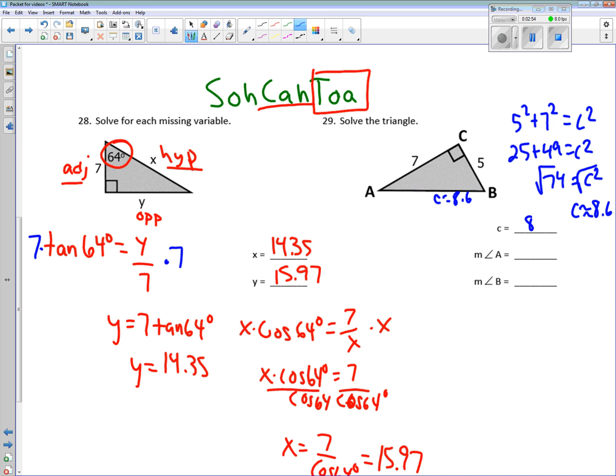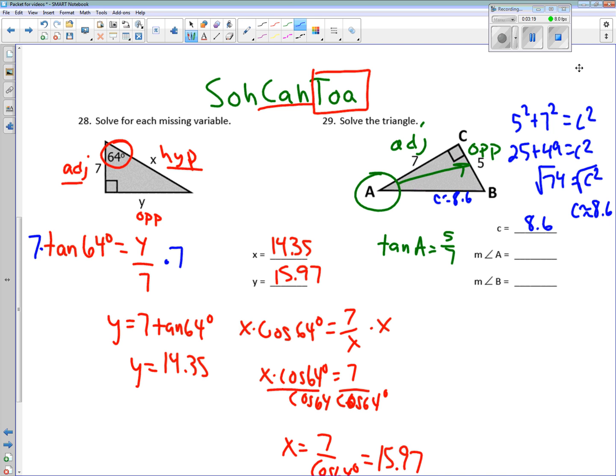Now for angle A or angle B, I can pick either one that I want to find first. It really doesn't matter. So if I pick A, I'm going to label the two sides I have. I'm going to label 5 the opposite leg, and it would make 7 the adjacent leg. So on a function where I have opposite and adjacent, that's going to be tangent. So this would be the tangent of angle A equals 5 over 7.